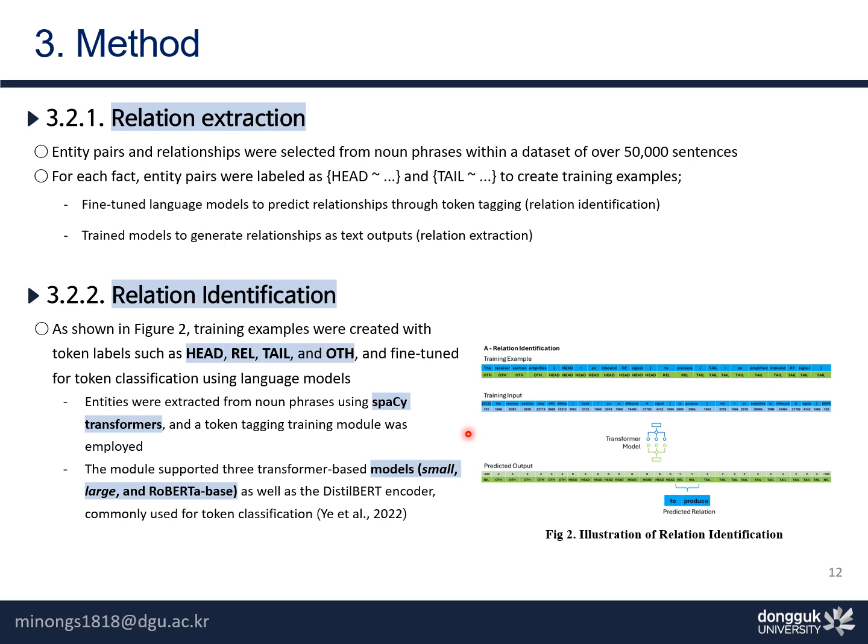Entities were selected from noun phrases using spaCy transformers, and transformer-based models like small, large, RoBERTa base. Some BERT models were also used.